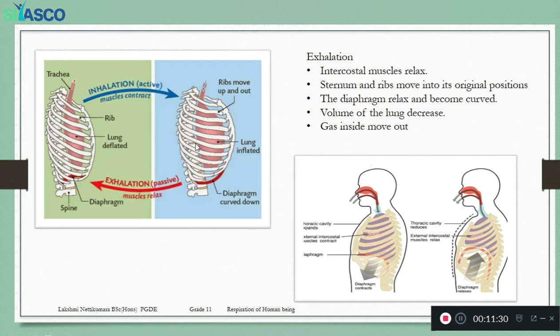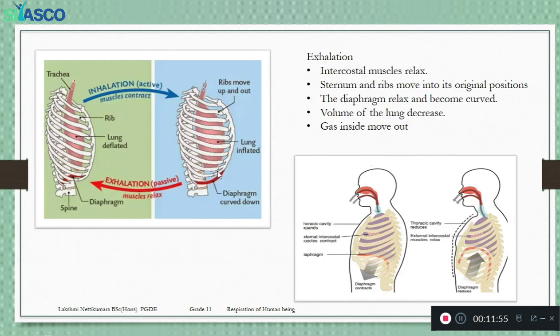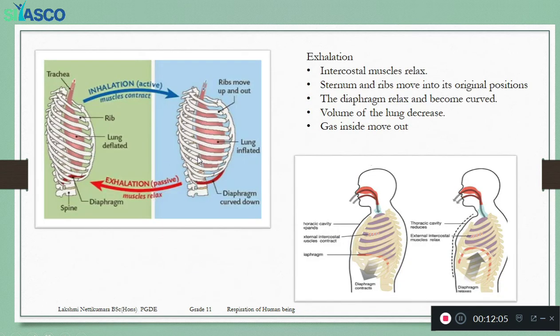When the volume increases, what will happen? The pressure inside will decrease. So to fill this pressure, what will happen? Outer air, or the atmospheric air, comes through the nasal cavity to fill that. So thereby the air enters the lungs. That is breathing in, or inspiration, or inhalation.